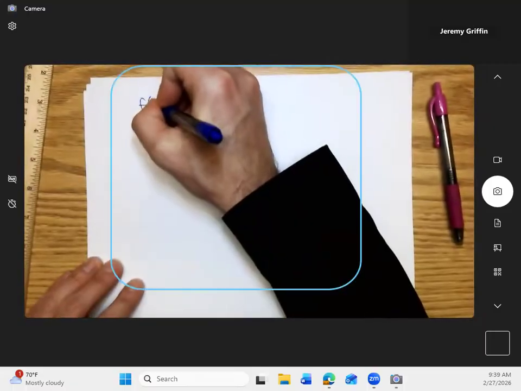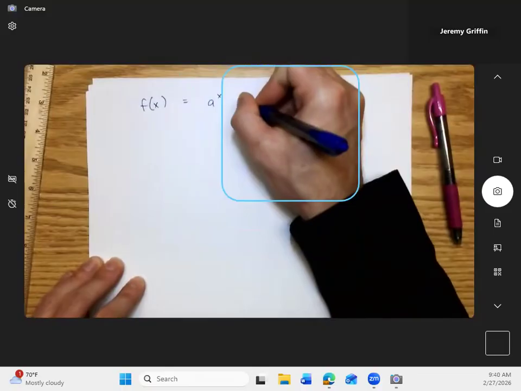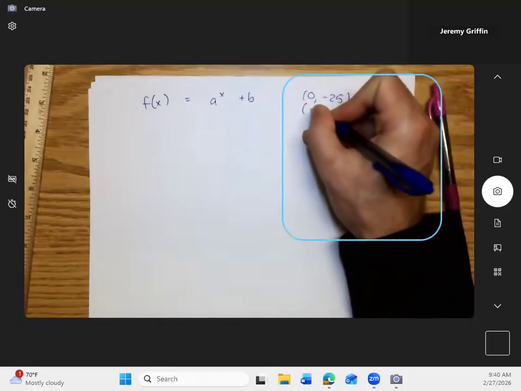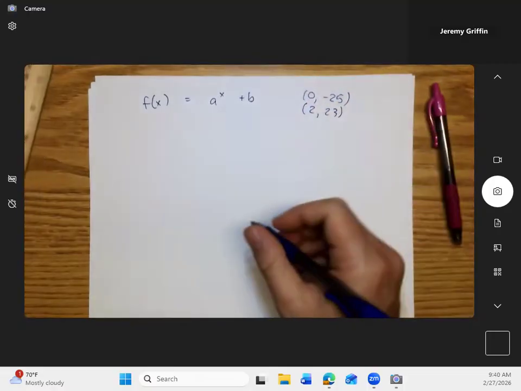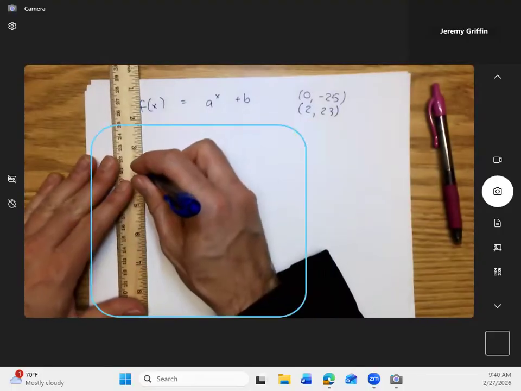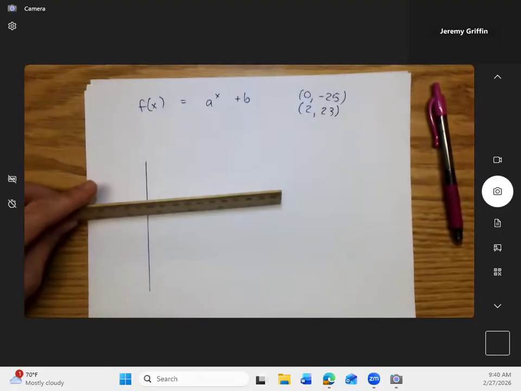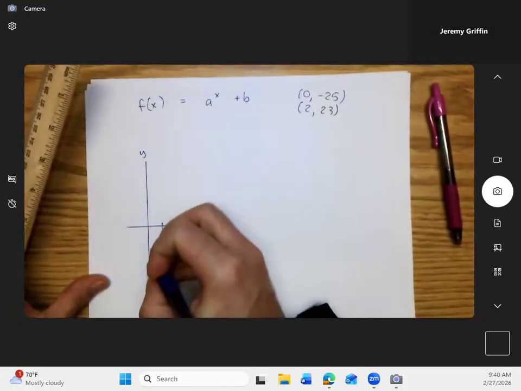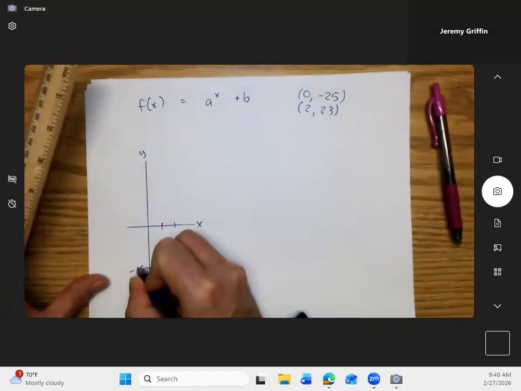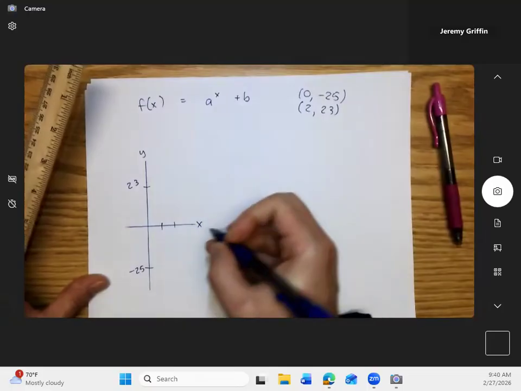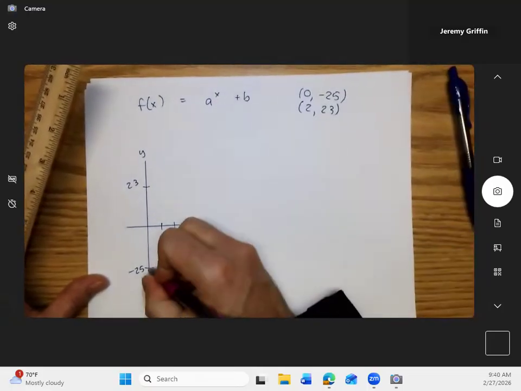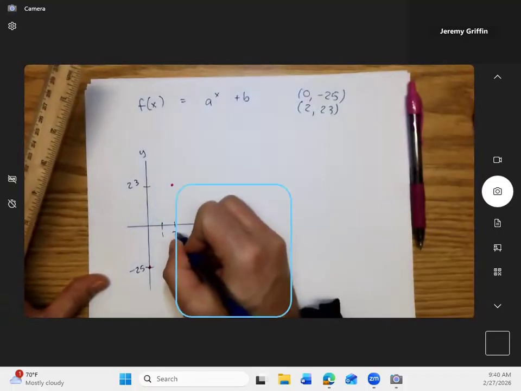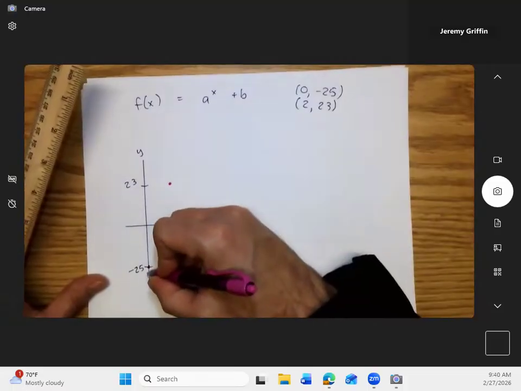Okay, so you got f of x is a to the x plus b, and they gave us the coordinates 0, comma, negative 25, and also 2, comma, 23. Now, you don't necessarily have to graph this, but I kind of like to throw this on a graph anyway to imagine what this looks like. So x, y. Here could be negative 25. Here could be about 23. We got 0, negative 25 here, and we got 2, 23 here. 1, 2.